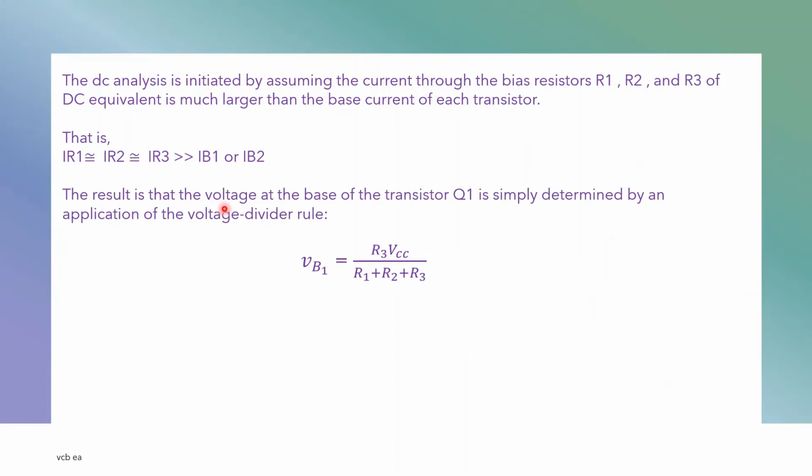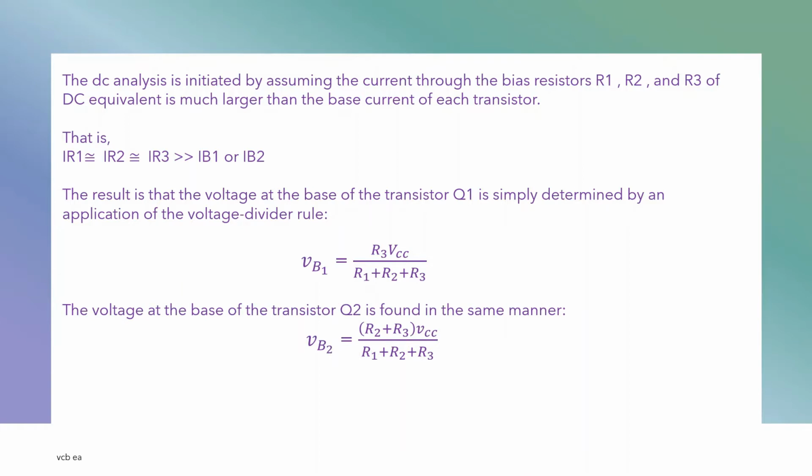The result is that the voltage at the base of transistor Q1 is simply determined by application of the voltage divider rule. Since the resistors R1, R2 and R3 are in series, by applying the voltage divider rule, we can get the voltage of the base at the respective transistors. Similarly, the voltage at the base of transistor Q2 is found in the same manner.